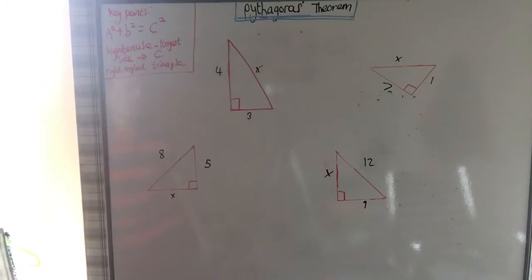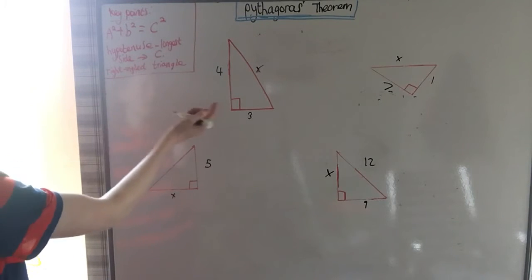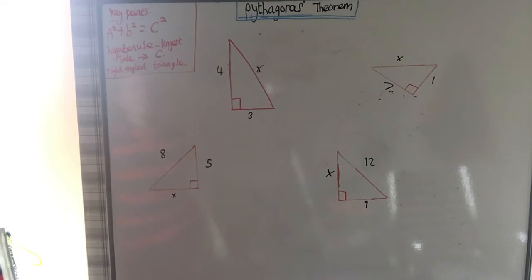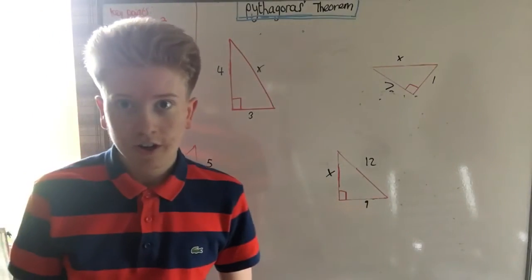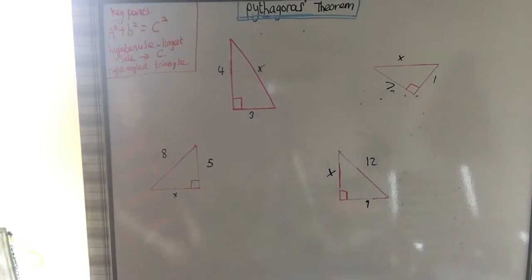Now the key points are a squared plus b squared equals c squared. This is the formula we apply. We need to know that the hypotenuse is what we call the longest side of the triangle, which is what we call c in this equation. And we also need to know that this only applies to right-angled triangles, okay? Only right-angled triangles. So any other type of triangle, this is not applicable.